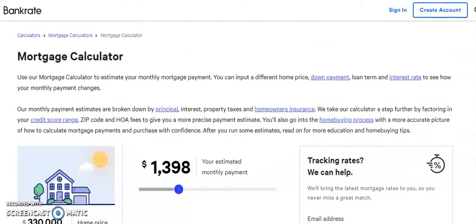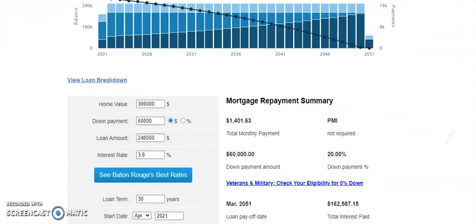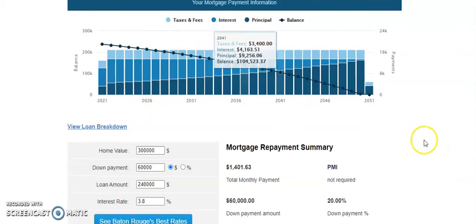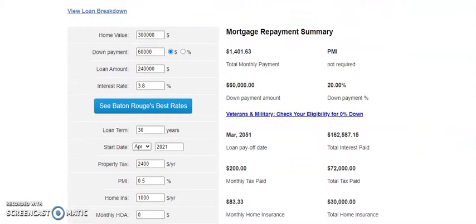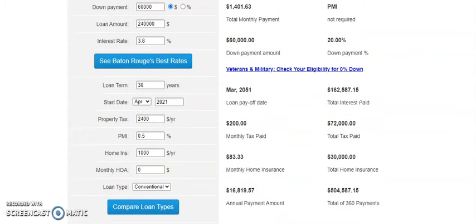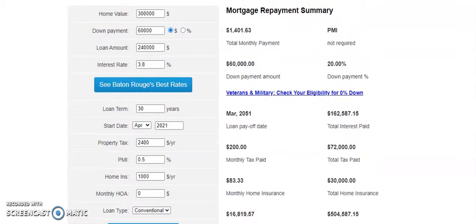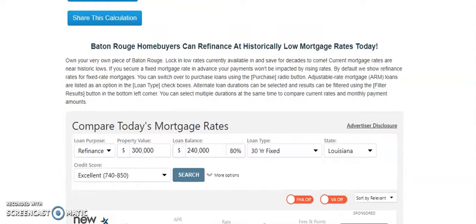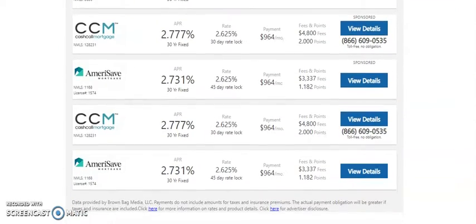So let's go back to mortgagecalculator.org, and this one, I don't really know what this is. Let's see. This is tax, fees, interest, and principal balance. So let's look at their calculator. I find that Bankrate has a little more of a description because theirs is just boom, boom, boom. If you know what you're doing, it kind of gives you that. And then compared to this, I don't know any of these.